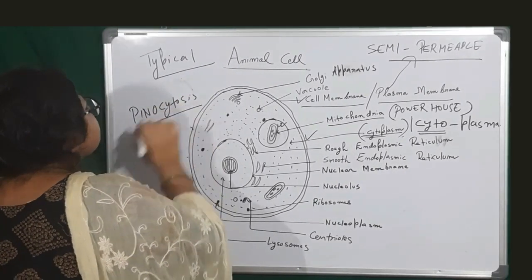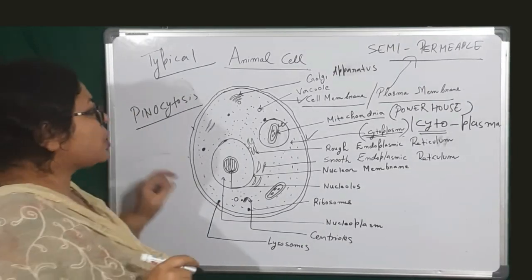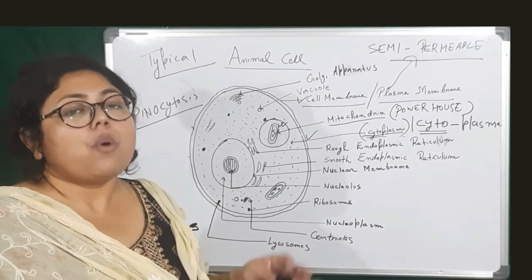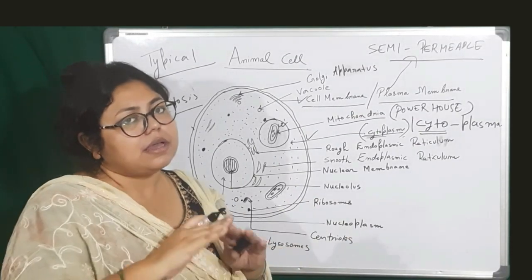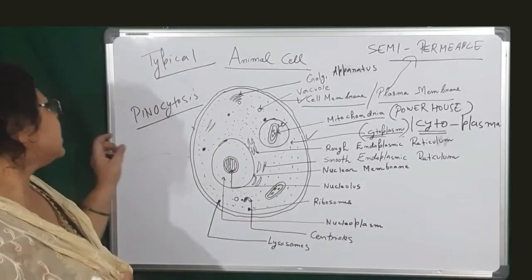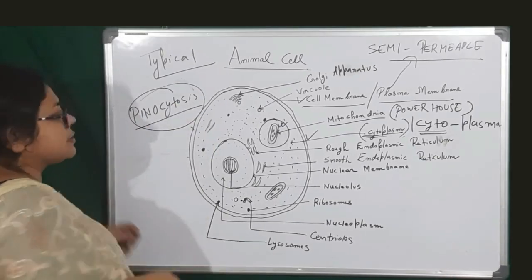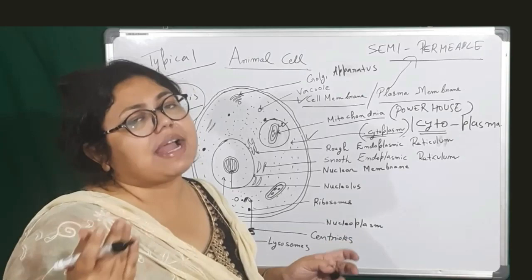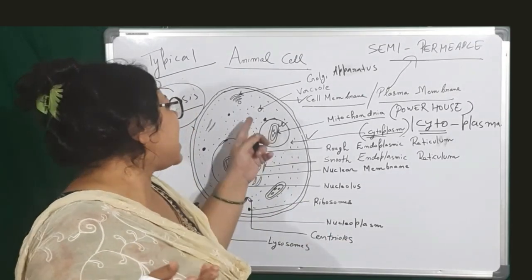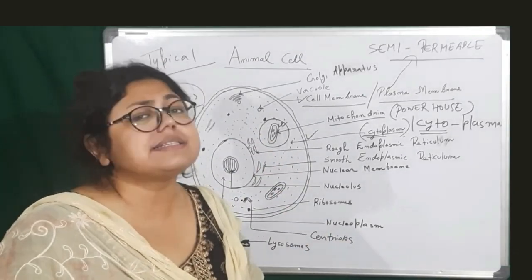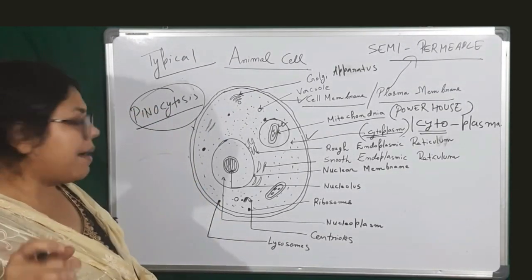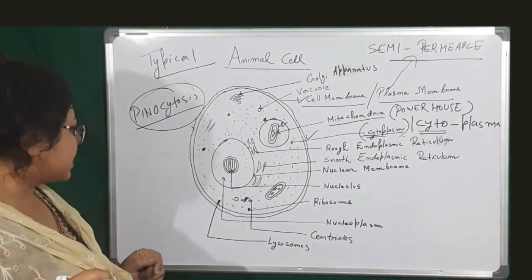Pinocytosis is a process in which vacuoles are produced whenever they are needed, and when they are not needed, they are removed. So this is the process called pinocytosis, right? A vacuole's main function is to provide support whenever it is needed, but in animal cells it is sometimes present and sometimes not. So it's not a very vital thing for an animal cell.